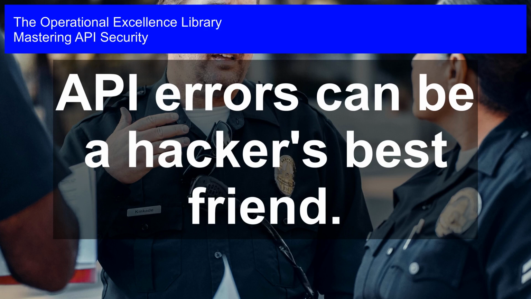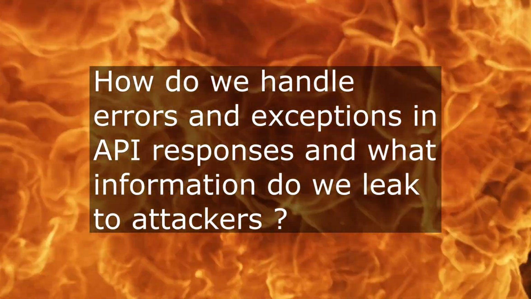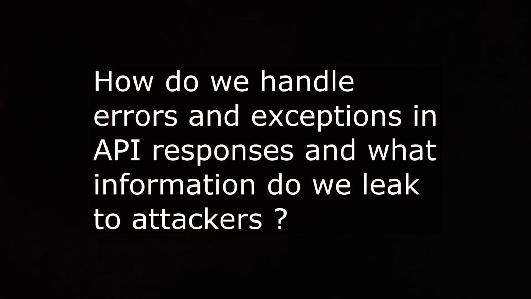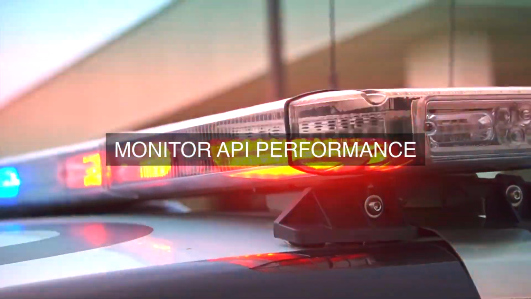Mastering API security. API errors can be a hacker's best friend. What strategies can our organization employ to handle errors and exceptions in API responses in a way that minimizes the amount of sensitive information that may be inadvertently leaked to potential attackers, thereby mitigating the risk of API exploitation?